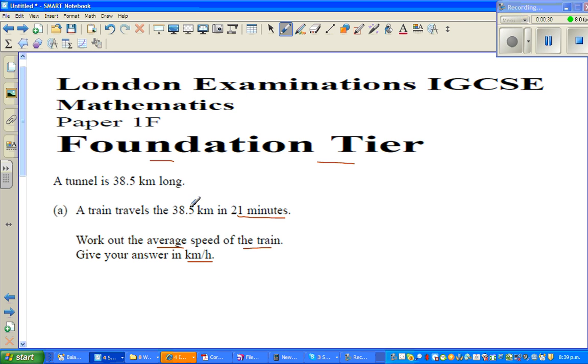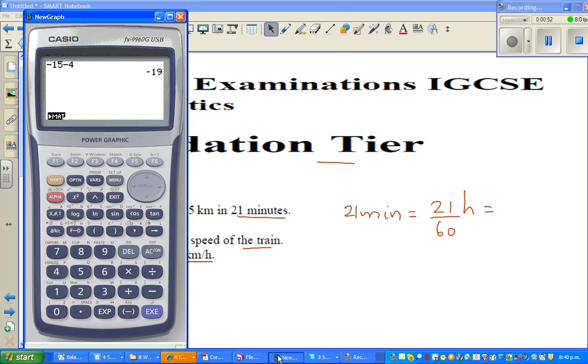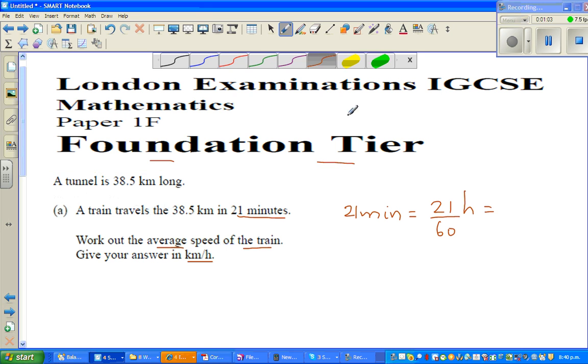So this is kilometers, this is in minutes. But the question is, you want to change this into kilometers per hour. So first you need to change the minutes into hours. 1 hour has 60 minutes, so to change this into hours, this is 21 out of 60 hours. Okay, so I'll use a calculator. 21 divided by 60 is 0.35 hours.